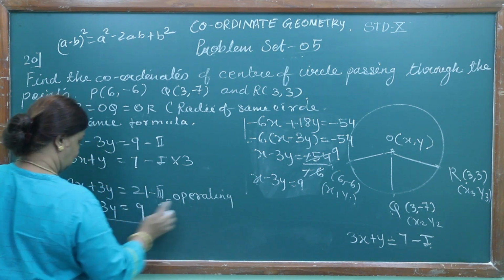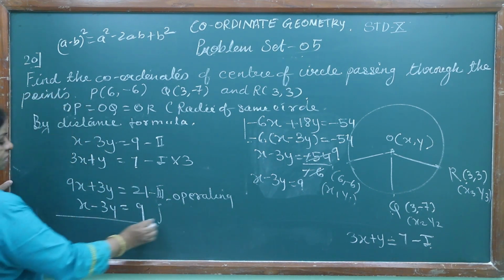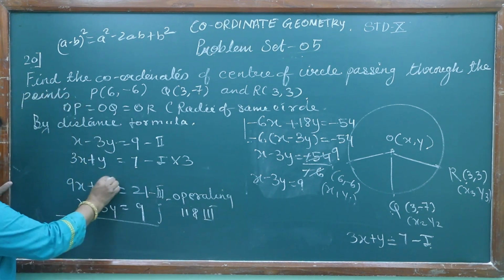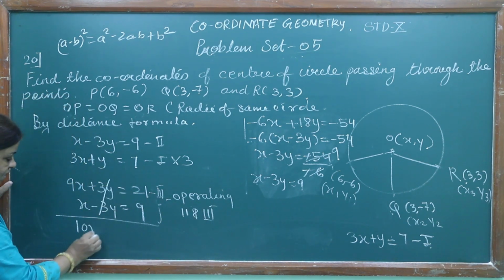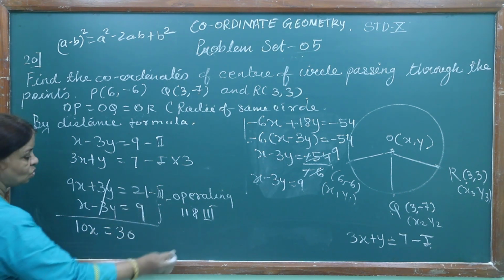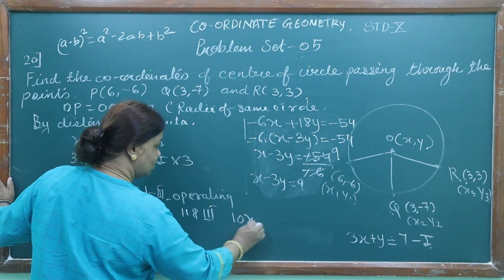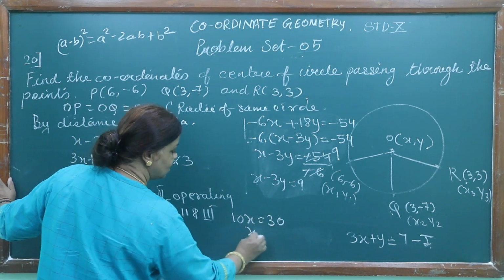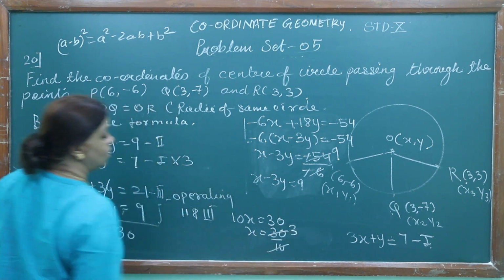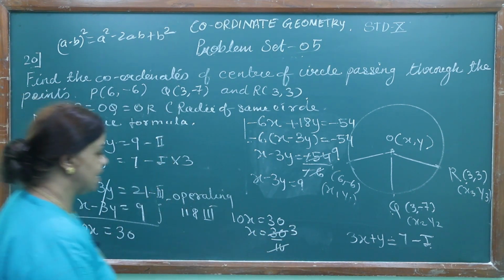Operating the second and third, x minus 3y and the third, what do we get? This gets cancelled. This is 10x. 10x is equal to 21 plus 9, 30. So 10x is equal to 30. x is equal to 30 upon 10. 10 threes are 30. So we got the x coordinate as 3.